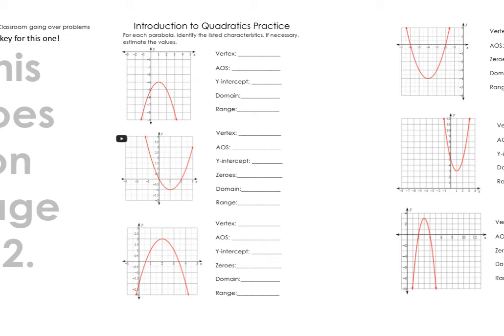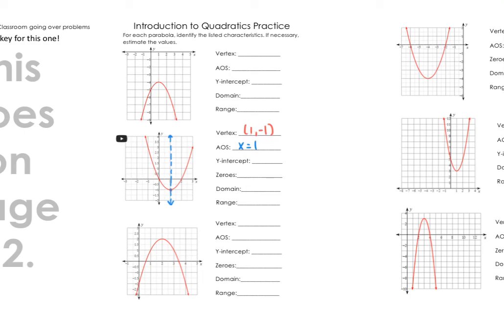Okay, now I'm going to go over a couple of the practice problems. First, looking at this one, these are the characteristics we're identifying. The vertex is, remember, the minimum or the maximum, which is right here, and the coordinates for that are 1, -1. The axis of symmetry is the vertical line that cuts the parabola in half. We don't even need to draw it, because if you know your vertex is 1, -1, that means your axis of symmetry is just x equals 1. Remember, the axis of symmetry is the same as the x-coordinate of the vertex.